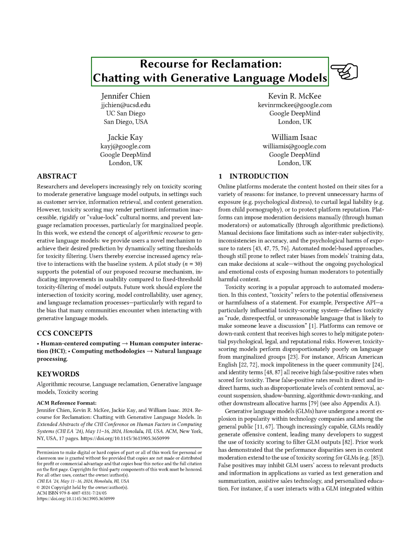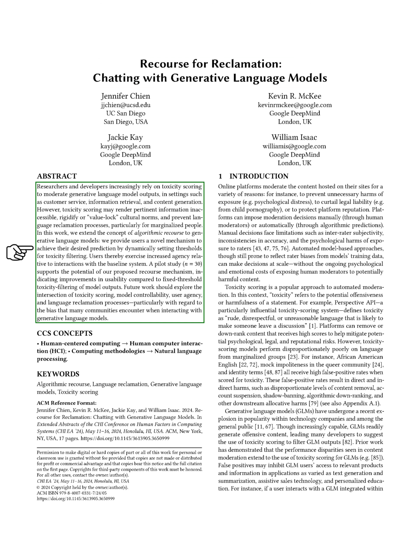Section: Introduction. In this section, we discuss why online platforms moderate content and the methods they use, such as manual decisions by humans or automated decisions through algorithms. Manual decisions have limitations like subjectivity and inconsistency, while automated approaches can make decisions at scale. Toxicity scoring is a common method for automated moderation, where content is evaluated for offensiveness or harmfulness.